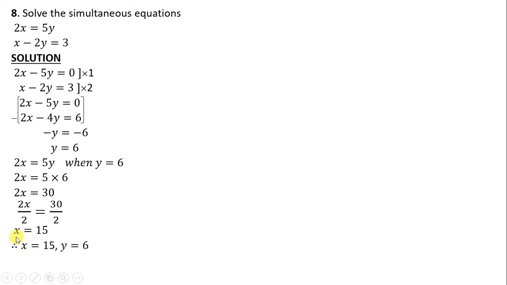Finally, we are going to say x is equal to 15 and y is equal to 6. That is our answer. We continue.